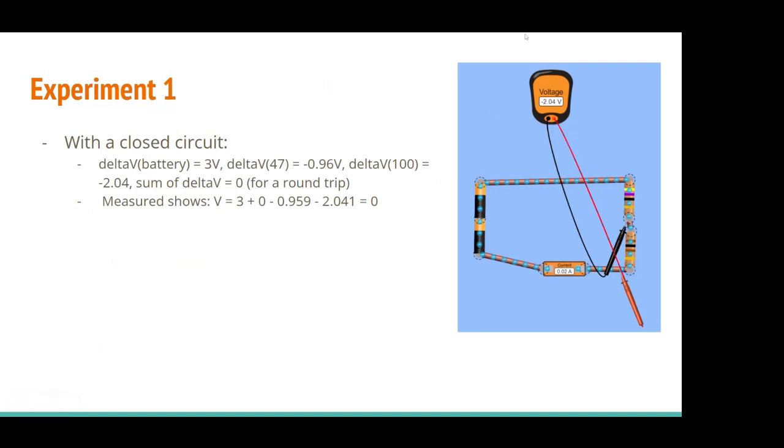In the closed circuit right here, we can see where the voltmeter is, and these little prongs were moved to different places on the circuit to see how each component affected the voltage in the circuit. You can see delta V across the battery, if you placed it on either side, was 3 volts. After it passes through the first resistor, which was 47 ohms, the voltage was less by 0.96, and the same after passing through the 100 ohm, it was less by 2.04 volts. And the sum of delta V was 0 because of the loop rule.